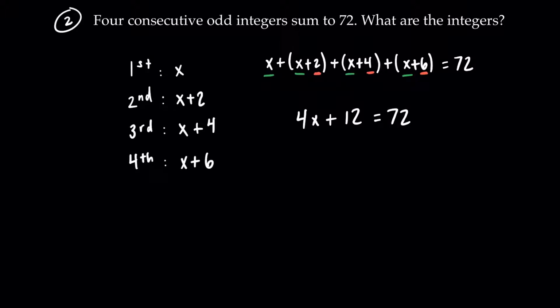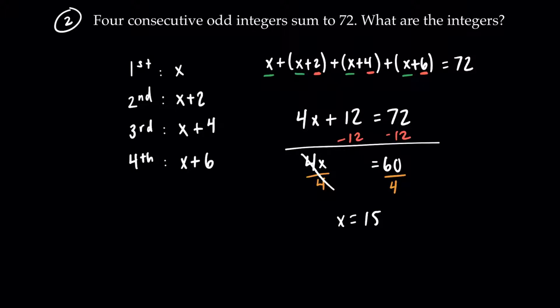Now we're just solving. So subtract 12 from both sides. You'll have 4x equals 60, and then once you're here, since you're multiplying by 4, you divide by 4 on both sides. And the 4's go away, so you'll have x is equal to 60 divided by 4, that's 15.